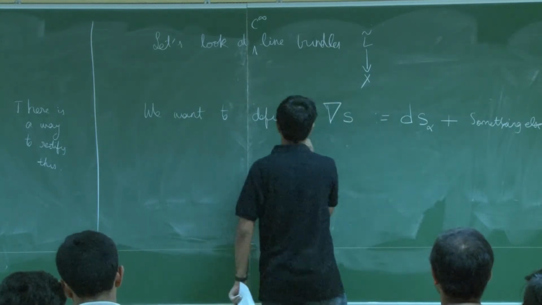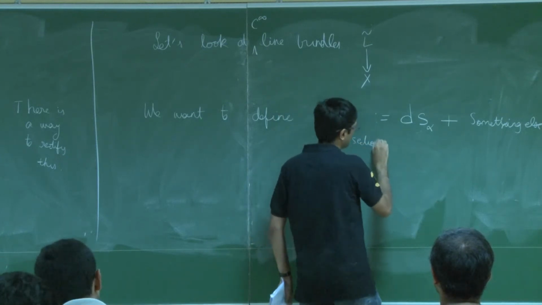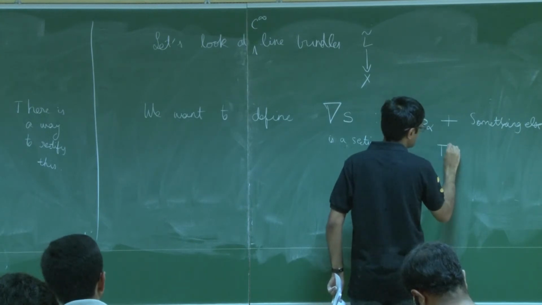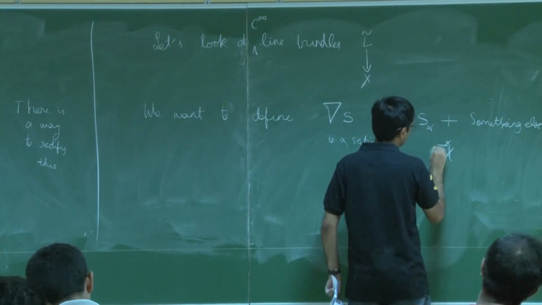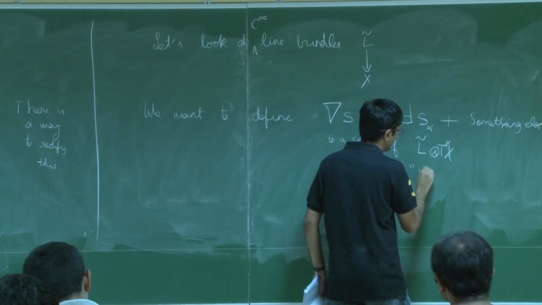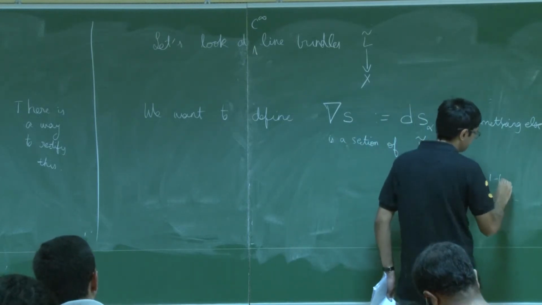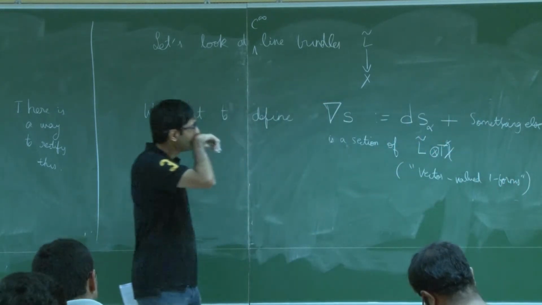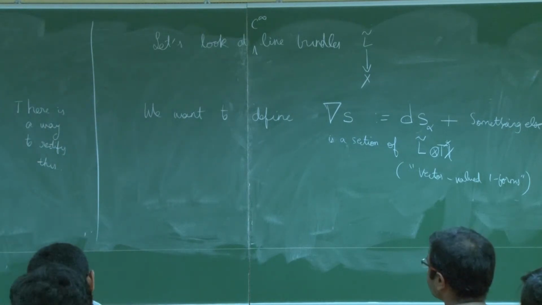Such that this should be a section of one forms, T_x star tensor the line bundle. These are vector valued one forms. There's something else that will be added to cancel this part out.